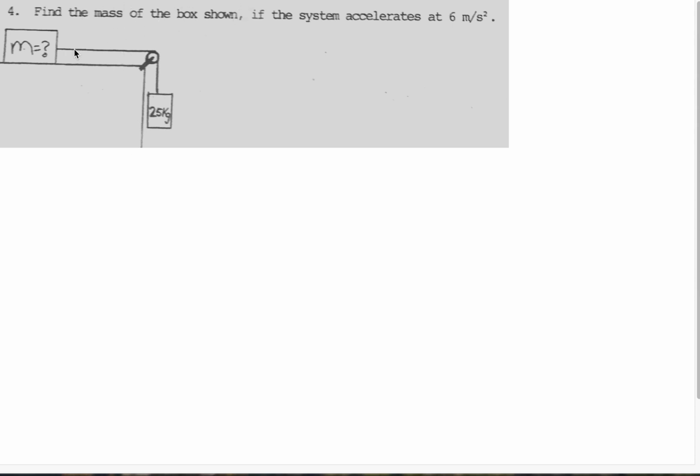Four's a good one, because you have to use your brain here. So I want to find the mass of this box if the system accelerates at 6 meters per second squared. All right. Now I know the acceleration, 6 meters per second squared. And the mass of the whole system, you guys, I know is going to be 25 plus my mystery mass. So I'll call this the mass of the system, the mass of the two.